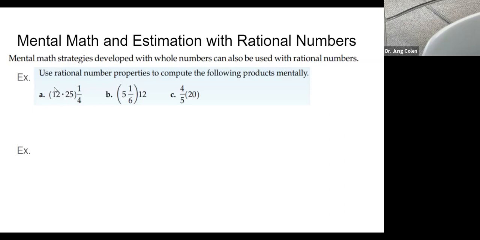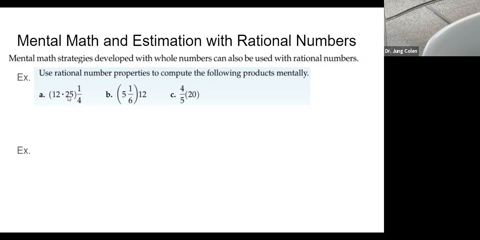So do you think it's easier to solve this first and then divide it by 4, or multiply these product by 1/4? Or you're going to move them around somehow or associate them differently? What would be the good way to solve this mentally? Tell me any idea you have. Jump in. 1/4 of 12 would be easy to start. I think so too, because 12 is divisible by 4, right? 25 is not divisible by 4.